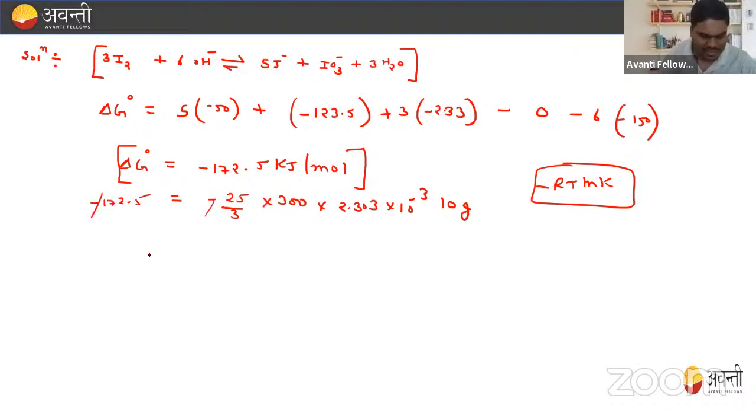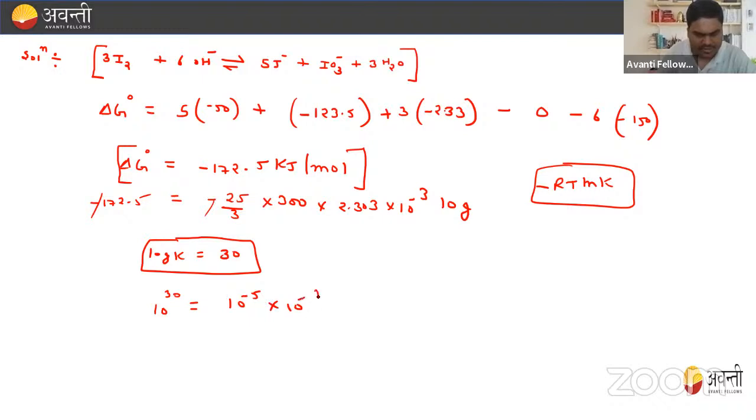So this will cancel out and we'll get log K. So log K comes out to be 30. So how will you solve this actually? We know that log K is equal to 30, or we say 10 raised to the power 30 is equal to 10 raised to the power minus 5, 10 raised to the power minus 1 into the concentration of OH.